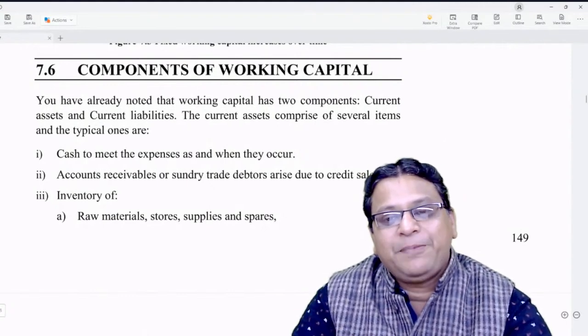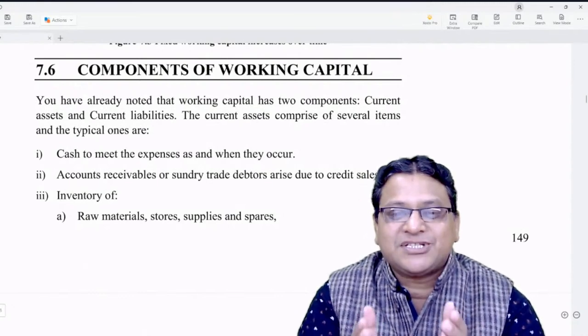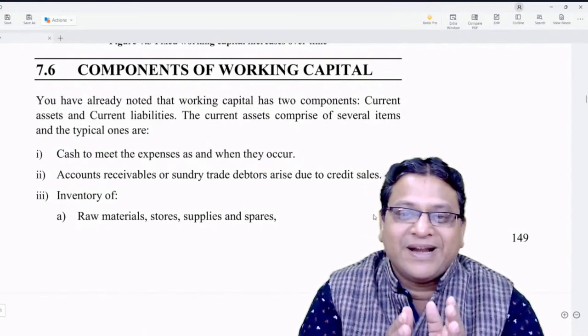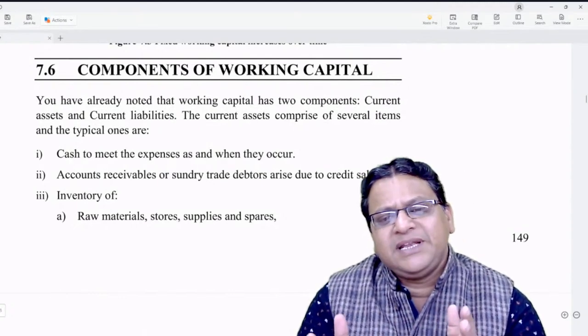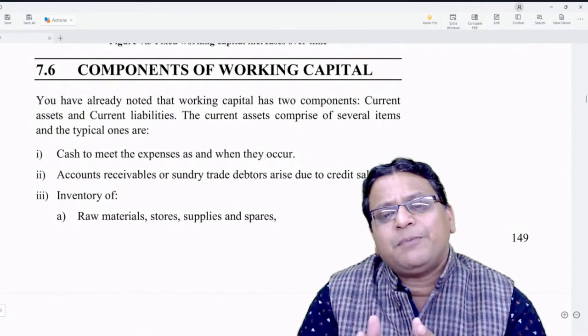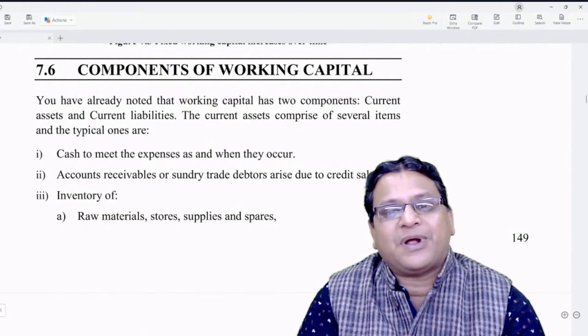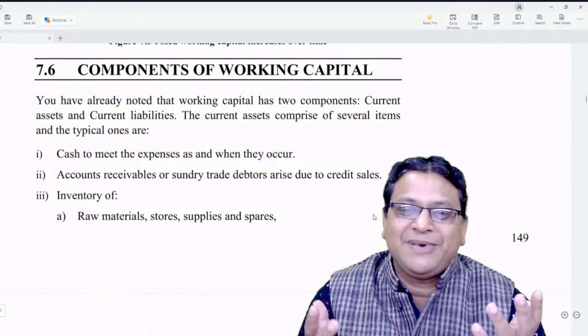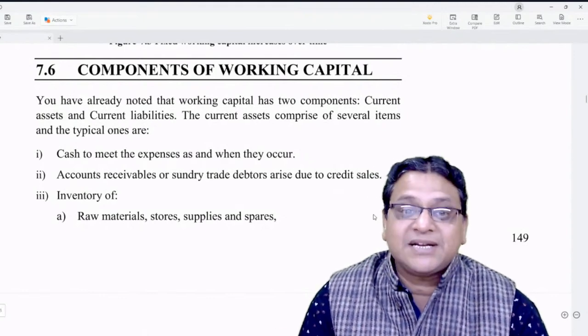Generally, working capital has two components. One is the money blocked in current assets of the business. And if you compare the net working capital concept, we have to consider current liabilities. Hence, for computation of working capital, we need to estimate two things: one is current assets, another is current liabilities.